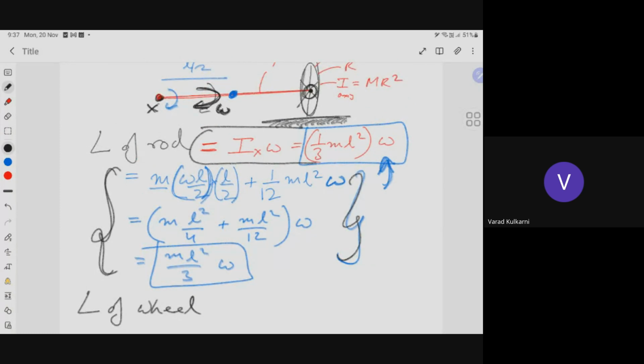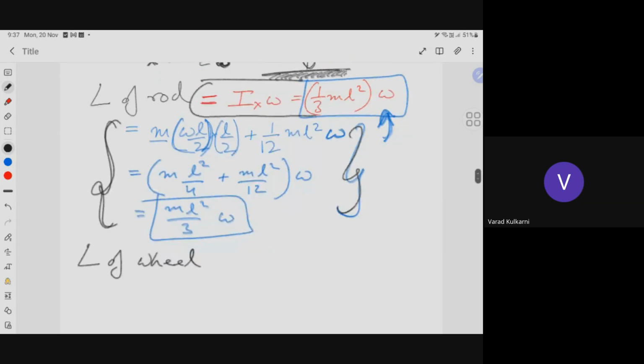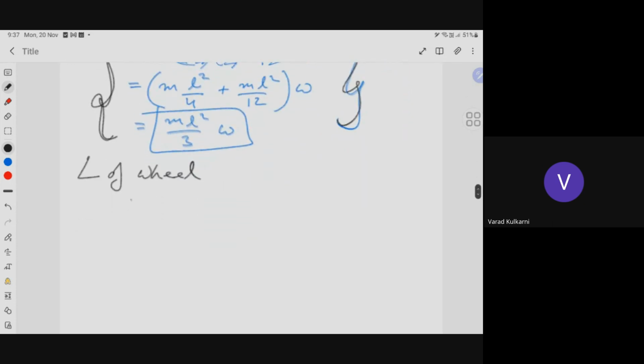So L of the wheel, guys, anybody? L of the wheel? Anybody? Now I will try to use my MVR perpendicular, and I(CM) omega. Is that clear? So when I use m r cross v, I see only the center of mass.